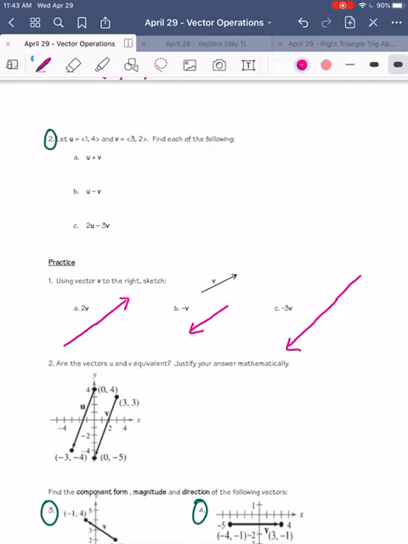Okay? And then I'm going to show you one last thing, and it says, are the vectors u and v equivalent? So equivalence for numbers just means, are they equal? 3 equals 3.